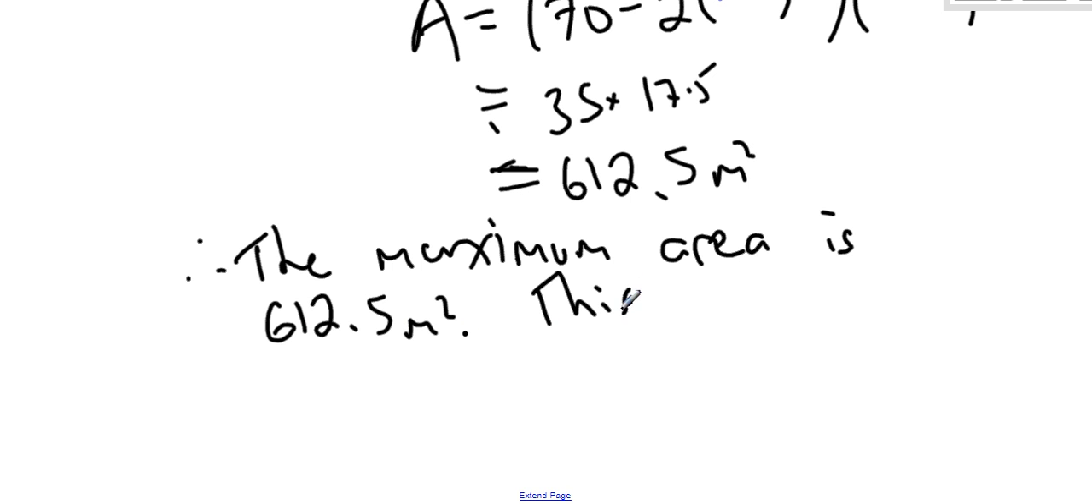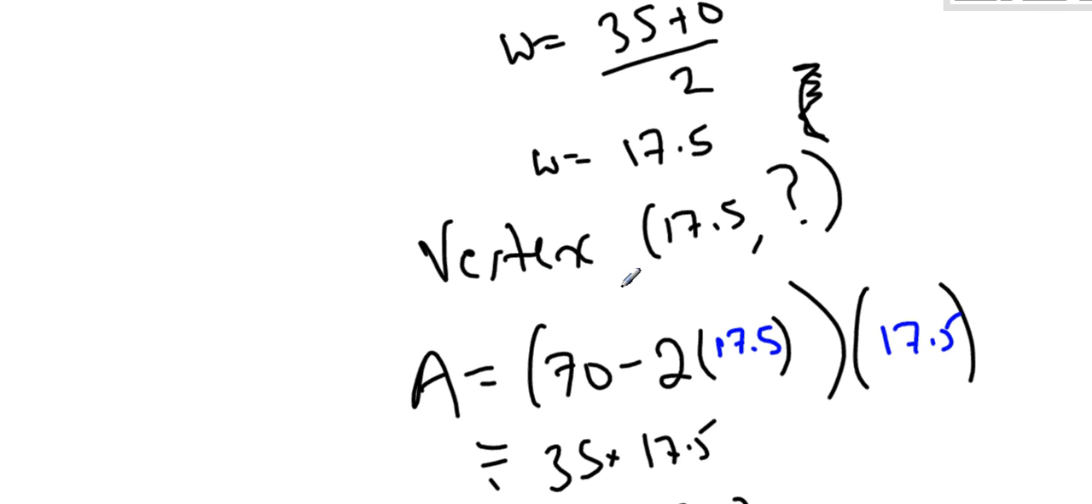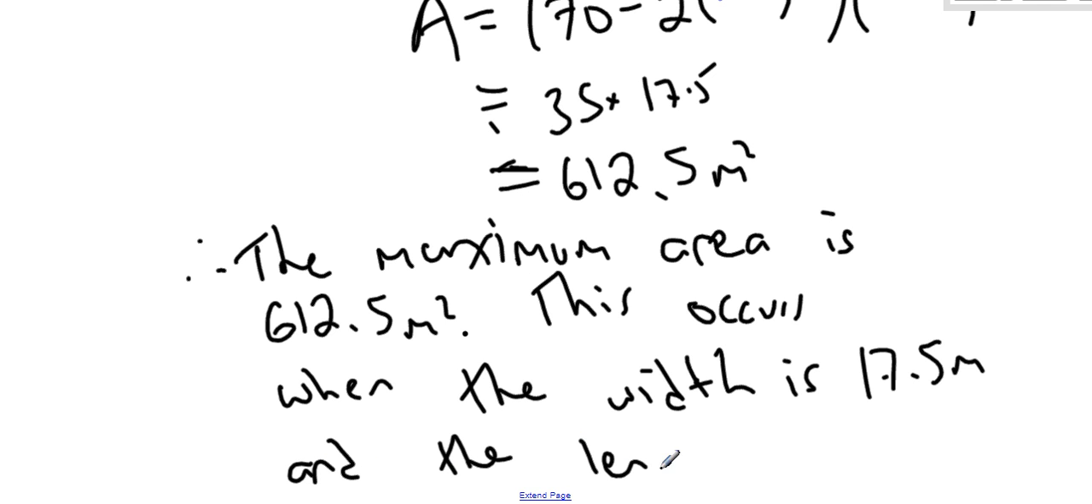This occurs when the width is, and we know what the width is because that would be this part of the equation, right? Remember, we substituted that for w, so that would be the w, or the width. So the width is 17.5 meters, and the length is, well, we don't know yet. We haven't actually done that. So let's see, how are we going to figure out what the length is? And I'm just going to put a blank there.